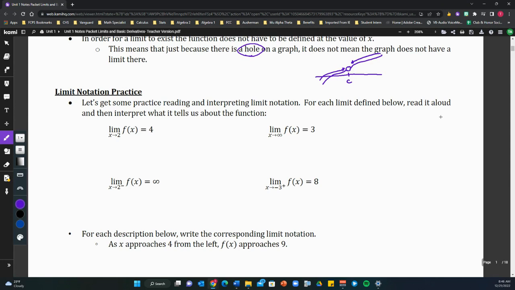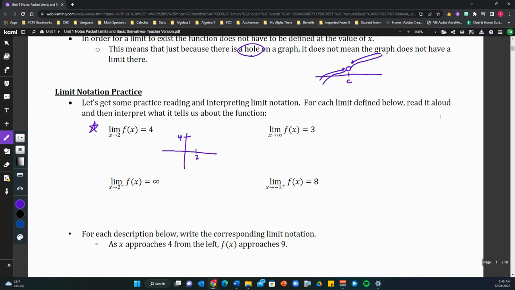So for the first one, this is read as the limit as x approaches 2 of f of x equals 4. So if we interpret what it tells us about the function, well, the limit exists at x equals 2. So using the definition and going backwards, that means on the graph of f of x at x equals 2, there must be some kind of connected graph from the left and the right side at the coordinates (2, 4).